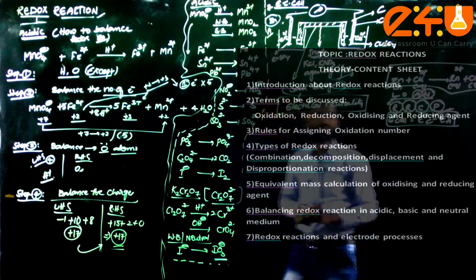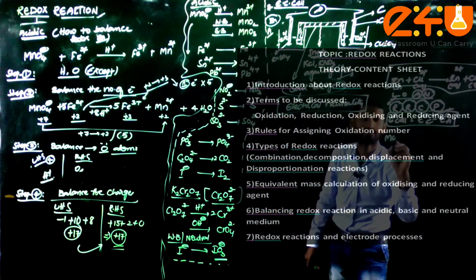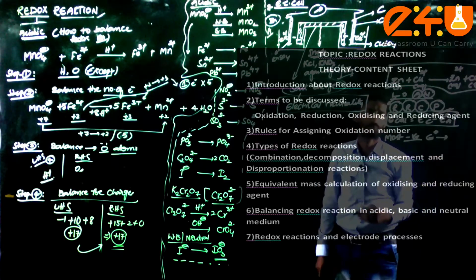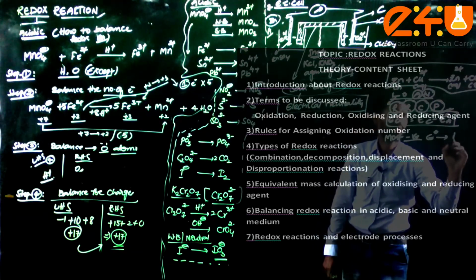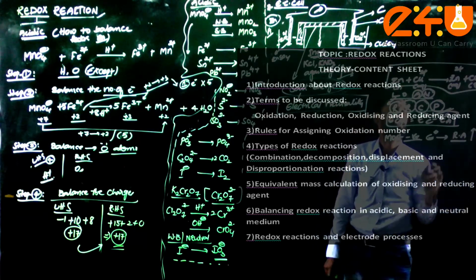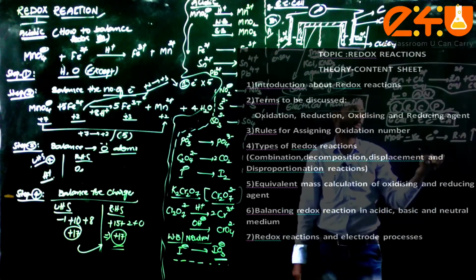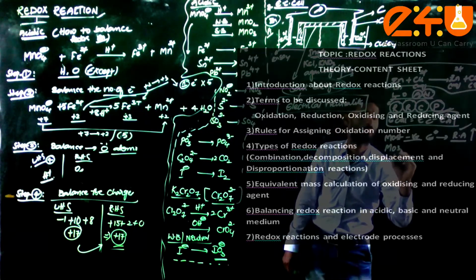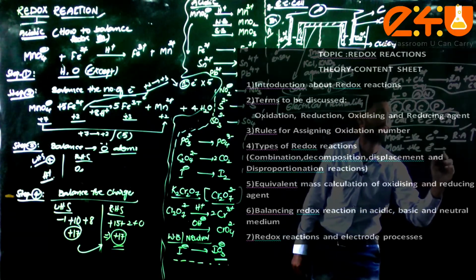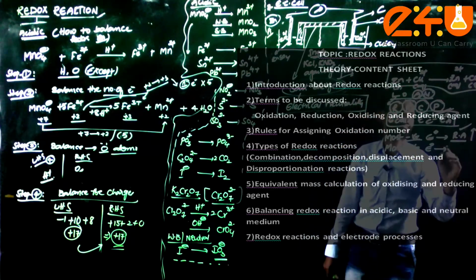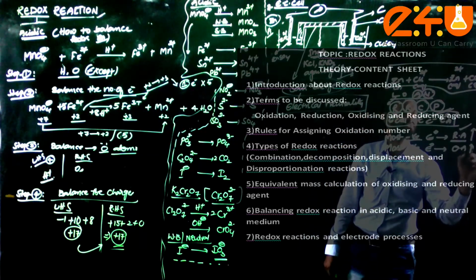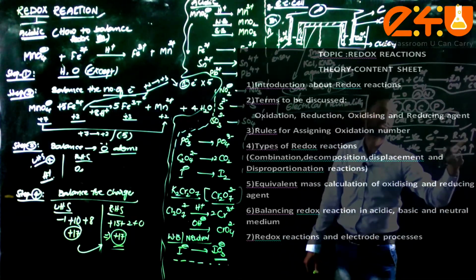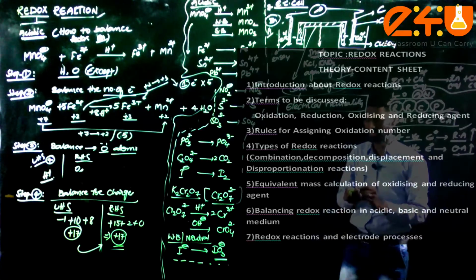Metals having the most negative E naught values show maximum reducing character, the maximum reducing agent. Generally we know metals show maximum reducing character. Next one, the most positive E naught standard electrode potential value indicates maximum oxidizing nature. Generally metals are the best reducing agents, whereas non-metals are the best oxidizing agents.